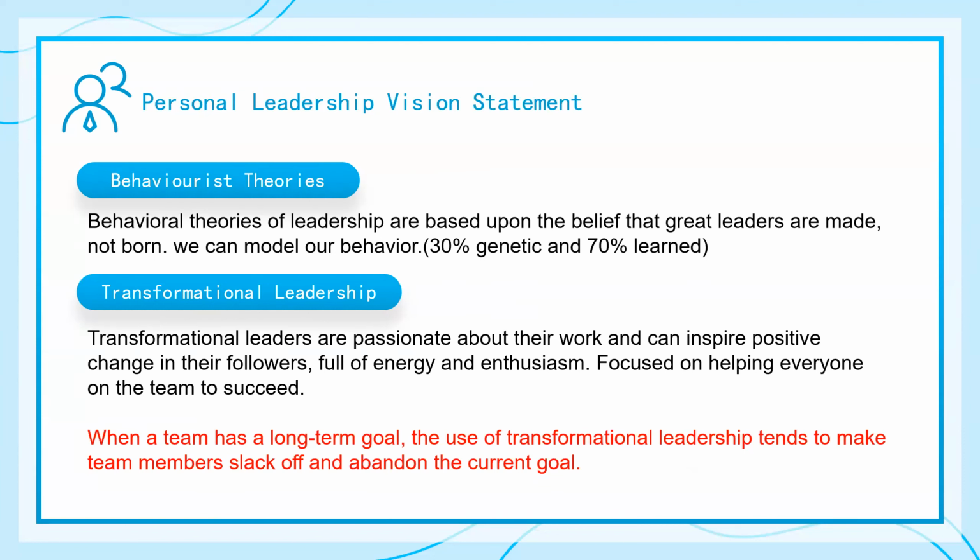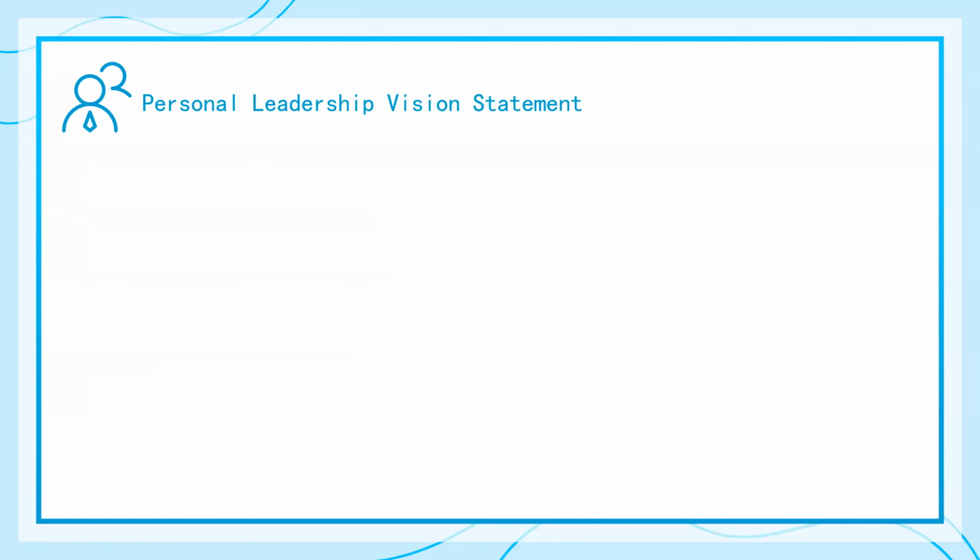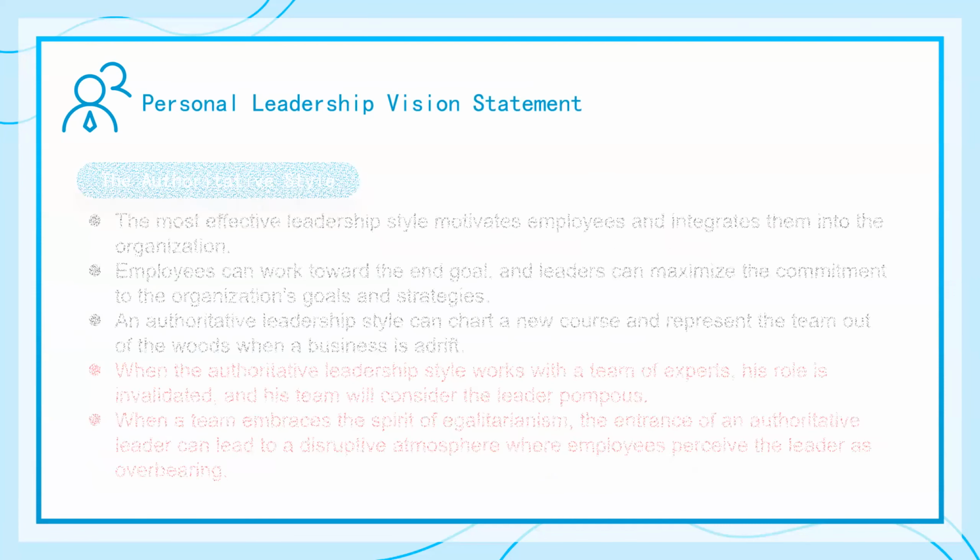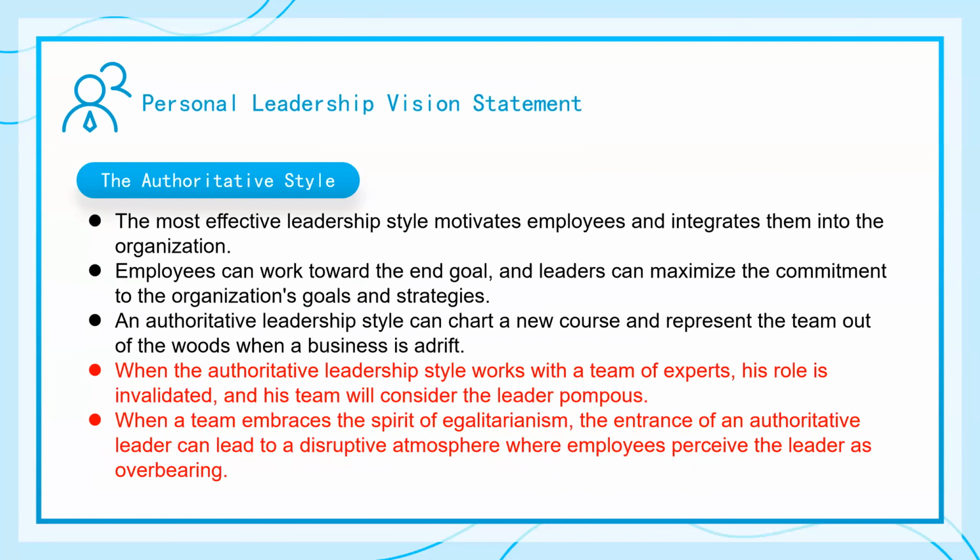But it also has disadvantages. When a team has a long-term goal, the use of transformational leadership tends to make team members slack off and abandon the current goal. Also, I choose the assertive style.